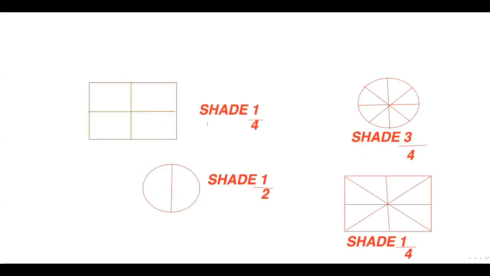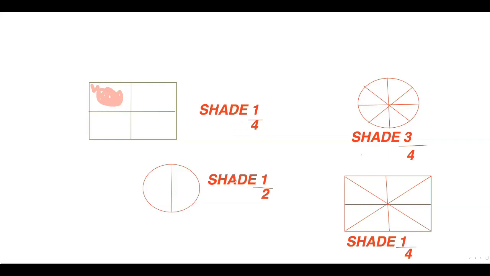All right, so now we have something similar, but this time it's not been shaded. It's telling us to shade the boxes. So let's have a look. We have shade 1/4. So we know that there's 4. The bottom number tells us how many slices of pizza there are. So we have 1, 2, 3, 4 square slices. So we need to shade 1. This means how many we ate. So we shaded 1 and we still have 3 left.